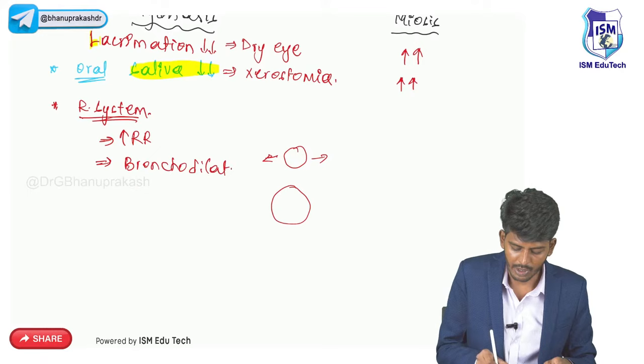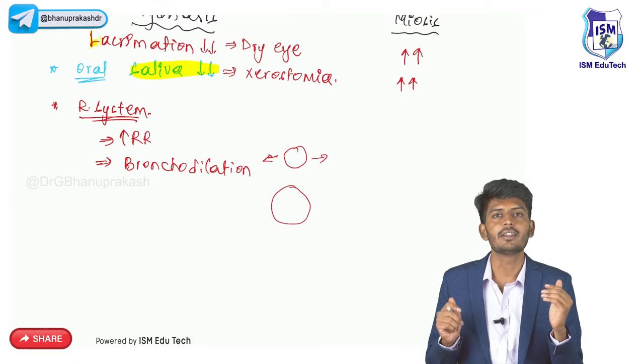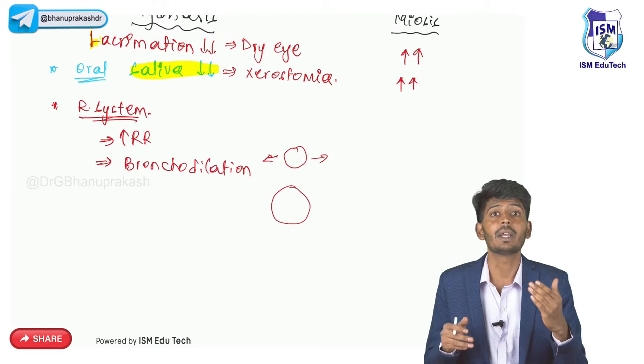Bronchodilation. Okay. Now, when you're talking about parasympathetic, what? Rest and digest. When you are sleeping, imagine in the sleep, can you sleep like this with an elevated respiratory rate? No, you cannot sleep. So, your respiratory rate has to go down because your body's oxygen requirement is less.